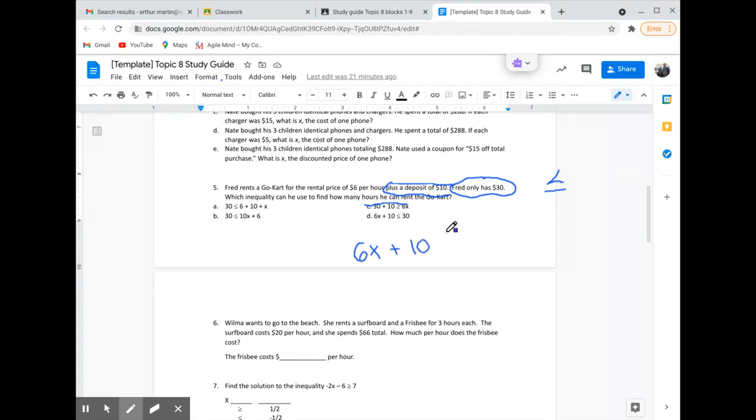And we said that it was less than or equal to how much money? 30. All right, so which one up here looks like that? D. Does anybody have a question about that one? All right, let's keep moving.